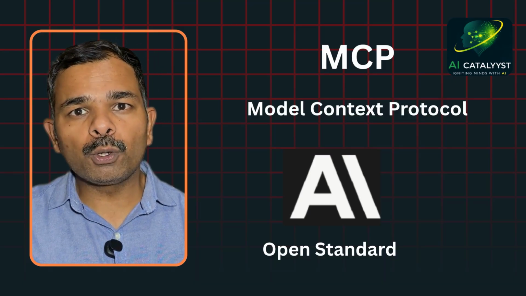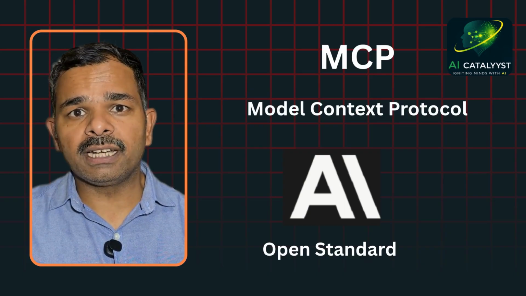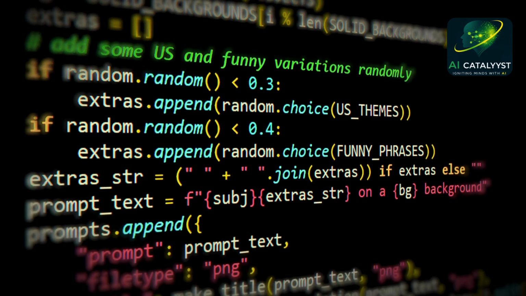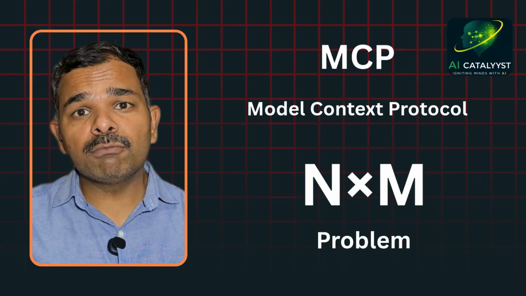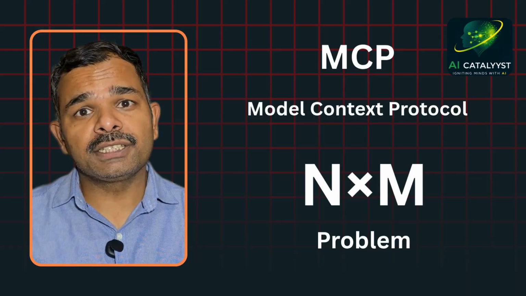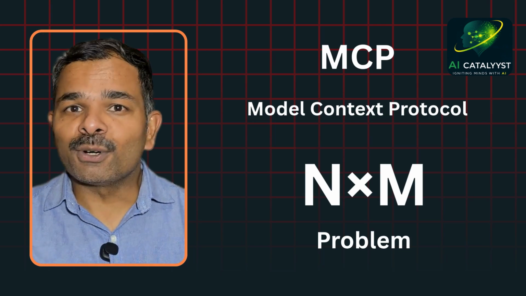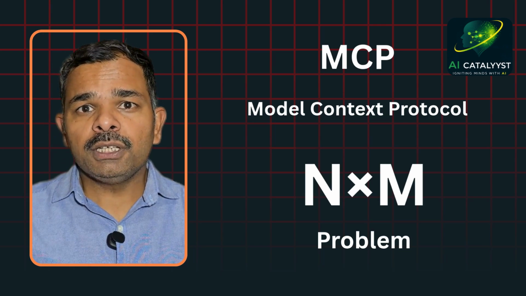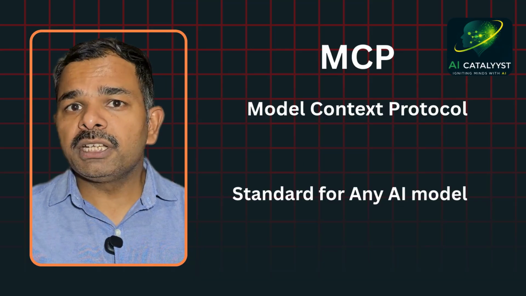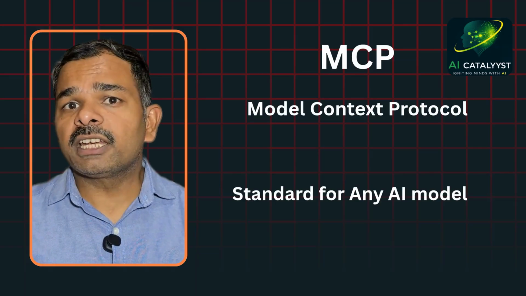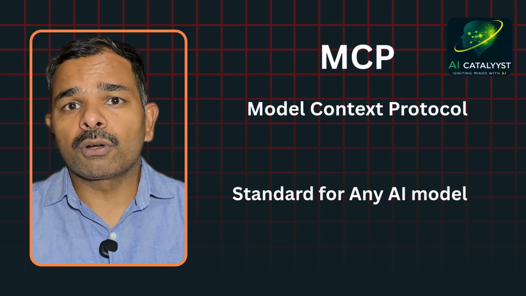Before MCP, if you really wanted to connect your AI to any external data or tools, you had to write custom code. And this is what we call the classic N into M problem. N number of tools into M number of models is equal to a nightmare of custom code. With MCP, you build your MCP server once with a standard protocol, and then any AI, be it Claude, ChatGPT, or Gemini, can connect to the same server with the same standard protocol.